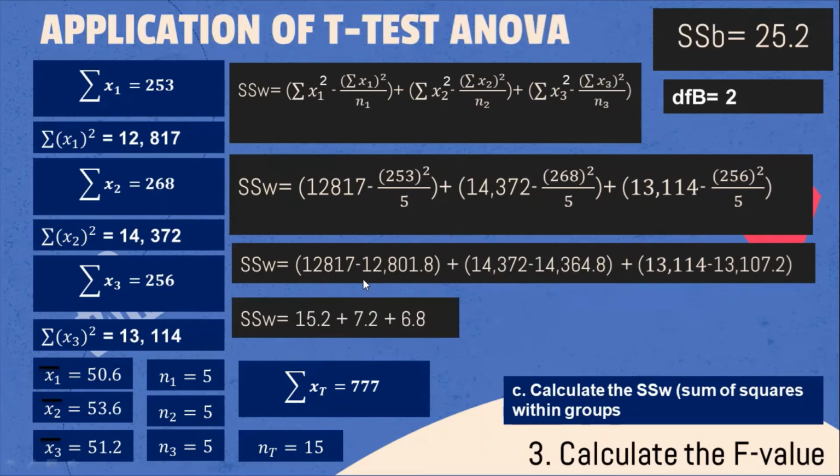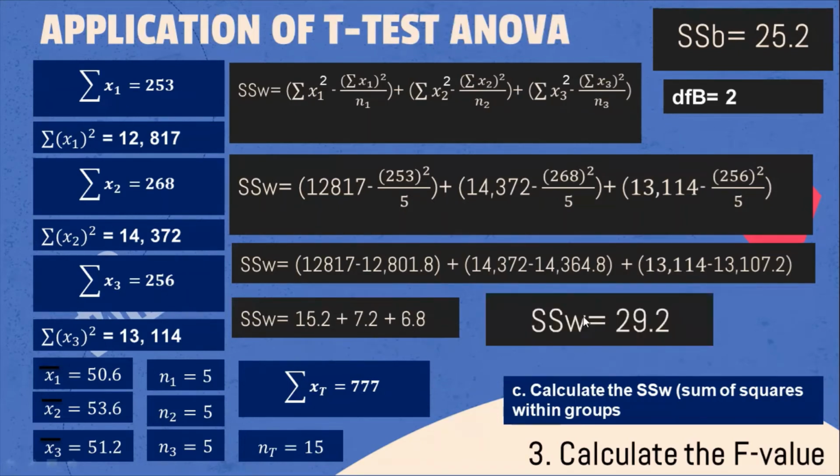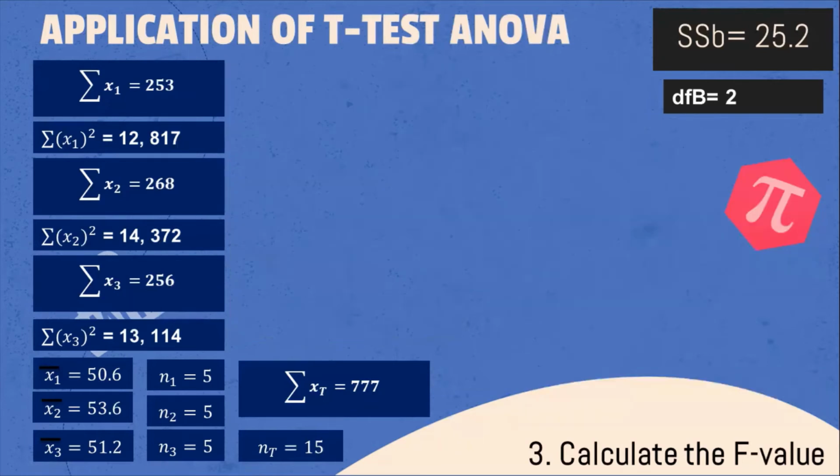Okay, that is 12,817 minus 12,801.8. That is 15.2. 14,372 minus 14,364.8. That is 7.2. 13,114 minus 13,107.2. That is 6.8. Okay, we are now done with our second to the last. We will now be moving on to the last solution: 15.2 plus 7.2 plus 6.8. The answer for the SSW, or sum of squares within groups, is 29.2. So that is SSW equal to 29.2.